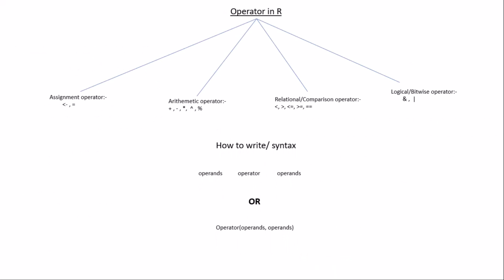Let's discuss how you write it, or the syntax. What is the syntax of writing an operator? First you write operands. Operand means input. The operator is like a computation thing. On the right hand side you again give the input. You can also write like that below: first you type the operator, then in parenthesis you put operand 1 and operand 2.